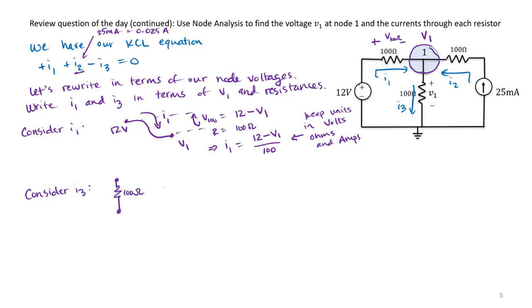We're going through a 100 ohm resistor. We're starting at voltage V1, ending at our ground, which was 0 volts. So we can draw that same picture where initially we're sitting at voltage V1, we end at 0 volts, and we pass through that 100 ohm resistor. So in this case, our voltage drop is V1 minus 0. So therefore, our current I3 must be equal to V1 volts divided by the resistance we pass through, which is 100 ohms.